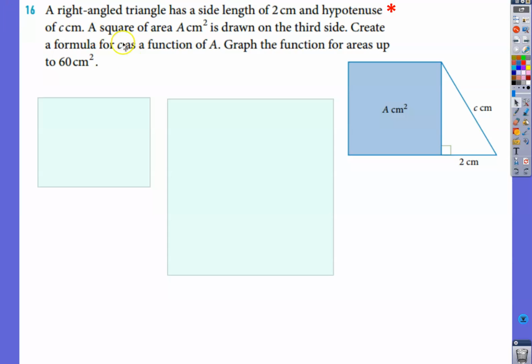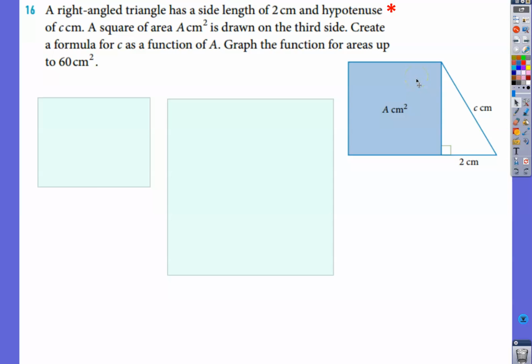Okay, look at question 16. My suggestion is stop the video, read the question, try the question on your own, and then come back and check your answer. So, a right-angled triangle has a side length of 2 centimeters, a hypotenuse of c centimeters. So that's the triangle over here. Hypotenuse is c, one side length is 2. A square of area a square centimeters is drawn on the third side.